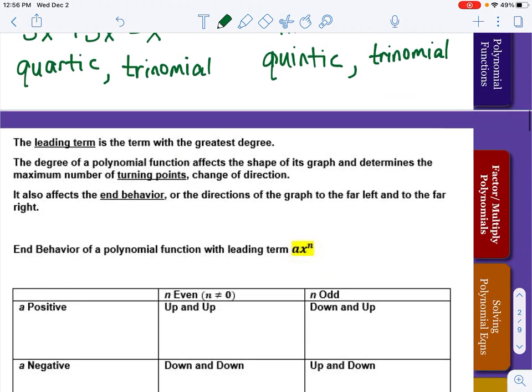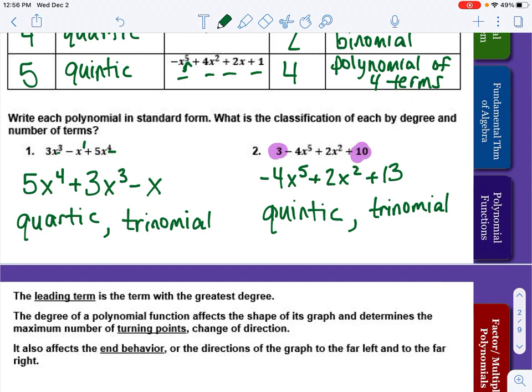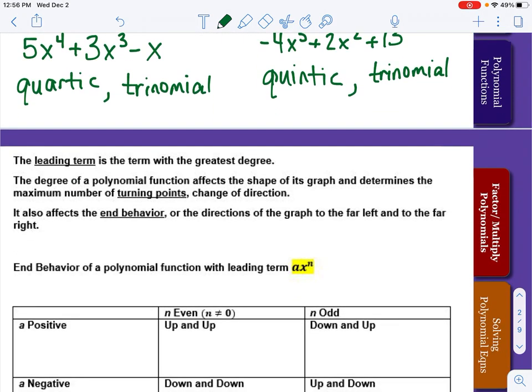All right, hopefully that wasn't too bad. Now you just heard me say leading term. The leading term is the term with the greatest degree. If we have it in standard form, it's the one furthest to the left. So the degree of a polynomial function affects the shape of its graph and determines the maximum number of turning points, or changes of direction.